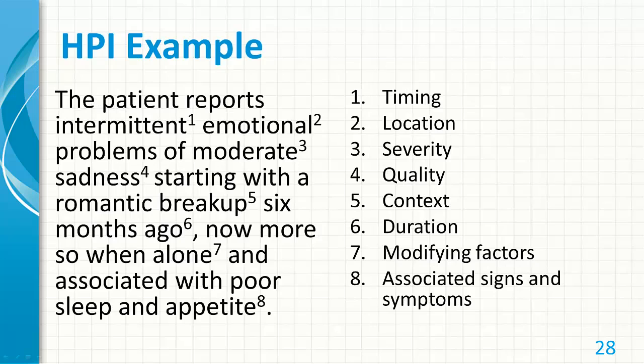The HPI elements do not need to take a lot of space. This slide provides an example of all 8 elements documented in one sentence. The patient reports intermittent, that's timing; emotional, that's location; problems of moderate, that's severity; sadness, that's quality; starting with a romantic breakup, that's context; 6 months ago, that's duration; now more so when alone, that's modifying factors; and associated with poor sleep and appetite, that's associated signs and symptoms.